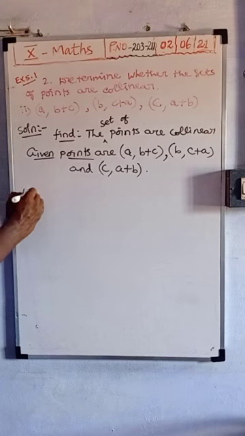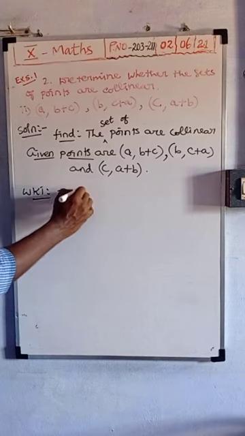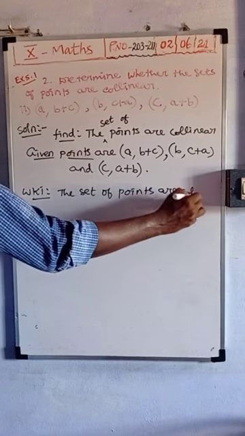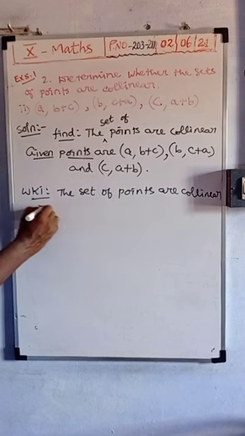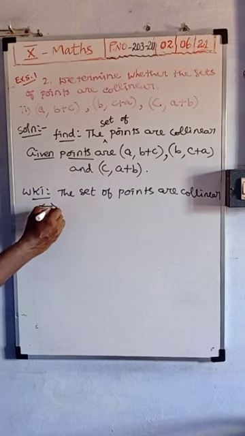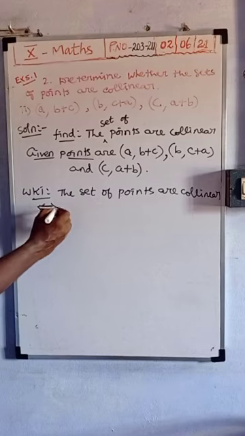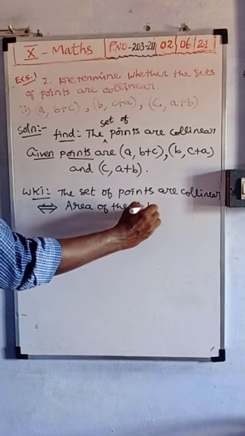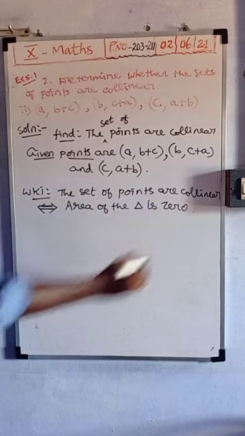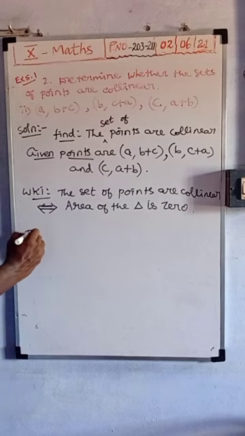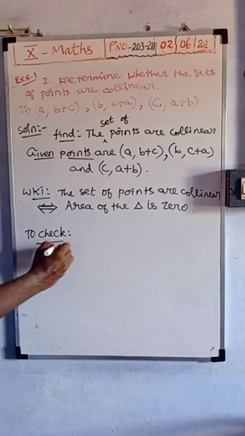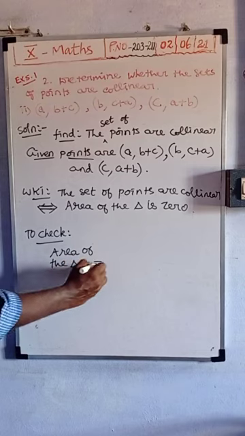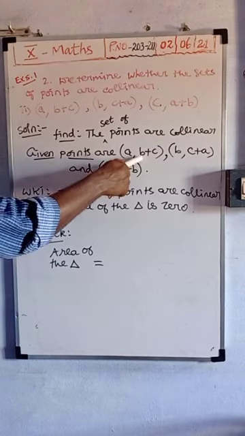So now we know that the set of points are collinear if and only if, both side arrow mark means if and only if, the area of the triangle is 0. So here you want to check the area of the triangle. This is point A, this is B, this is C.